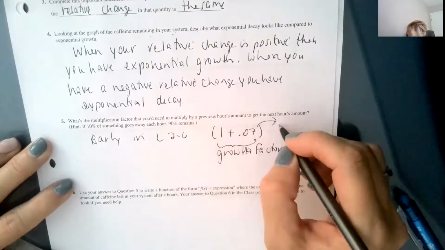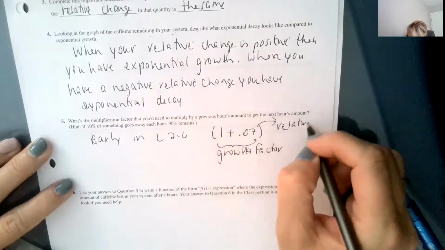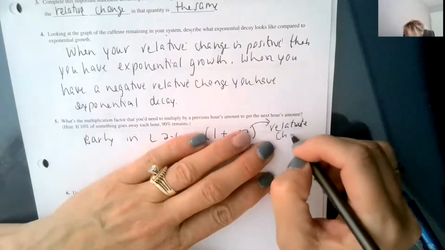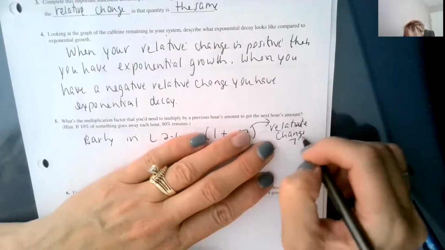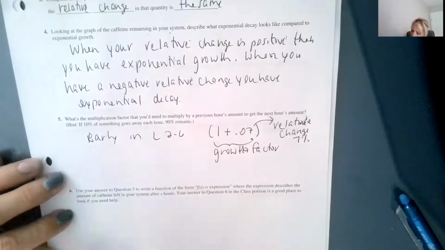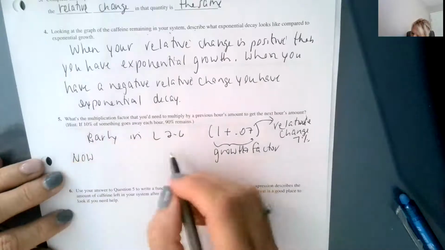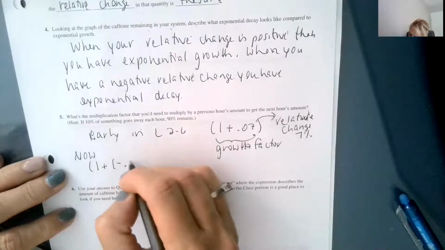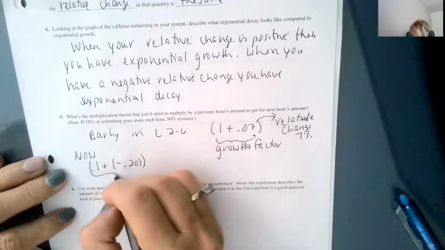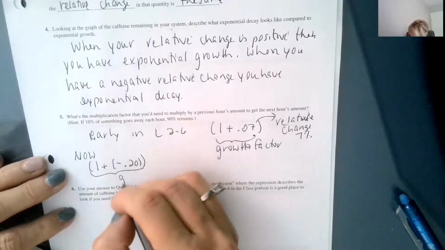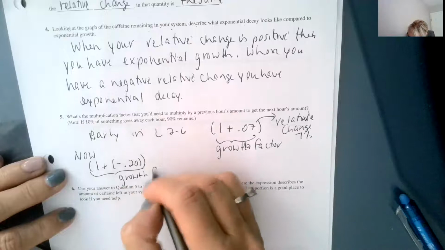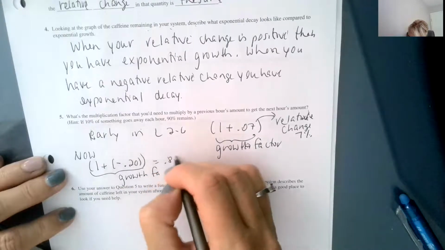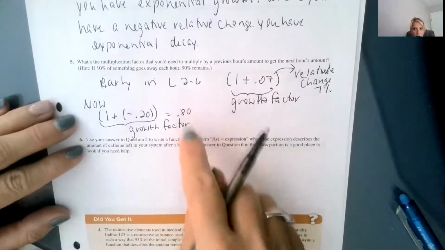Because our relative change was 7%. So now we have to do the same thing. We have to say 1 plus our growth rate. So now we have 1 plus, but this time it's a negative 0.2. So our growth factor is equal to 0.8. Because we're not getting bigger than 100%, we're getting smaller than 100%. So we're only keeping 80% each time.